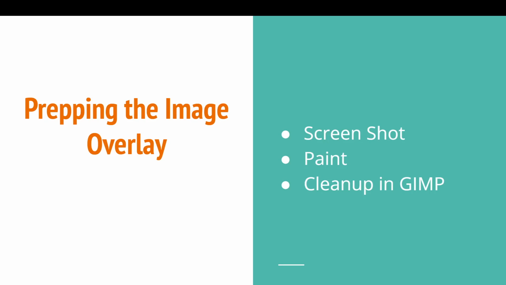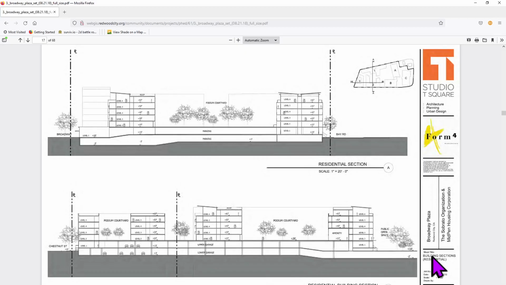So first is prepping the image overlay. What I'm going to do is load the planning documents. The planning documents oftentimes are these large PDFs which are difficult to read through, but they have the information that you need to find the footprint.